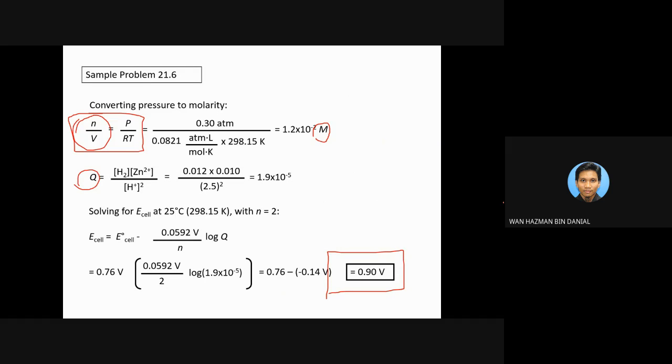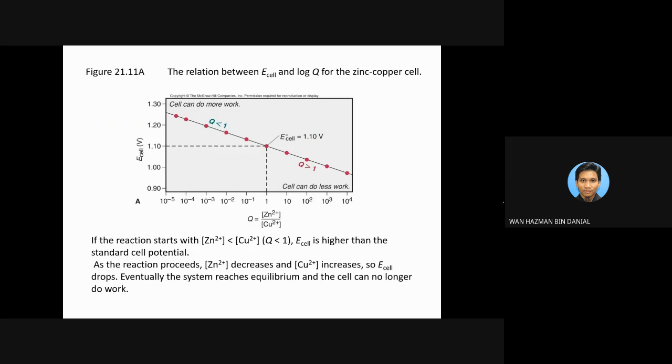Okay, dia E cell tu lebih tinggi daripada standard ni. So yang ni simplified version lah to understand lah. Kalau Q less than 1, so dia punya E cell dia akan lebih daripada E not cell. So kalau dia lebih, dia akan kurang berbanding dengan E not cell.